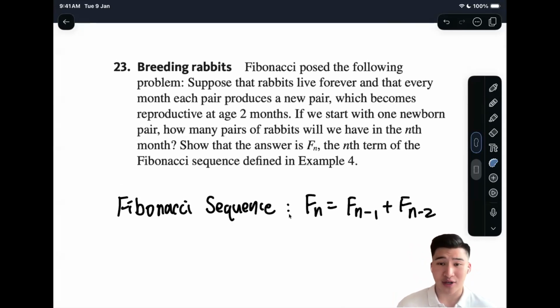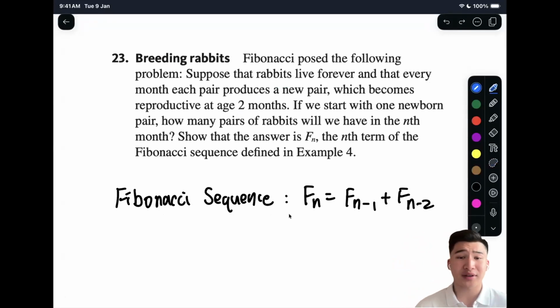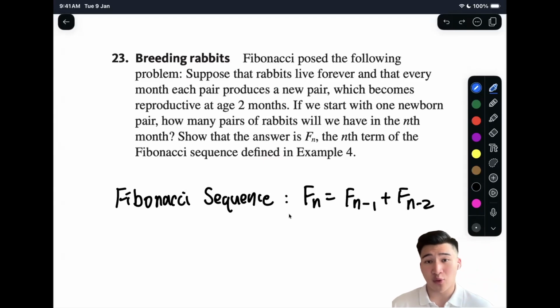So here's the question. I've taken it from the textbook, so try and pause this video and try it out yourself first. So let's look at this question together. Suppose the rabbits live forever and that every month each pair produces a new pair, which becomes reproductive at the age of 2 months. Now, if we start with one newborn pair, how many pairs of rabbits will we have in the nth month?